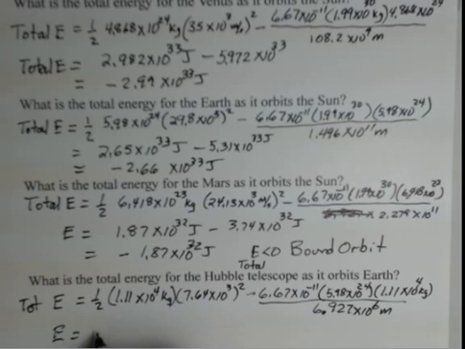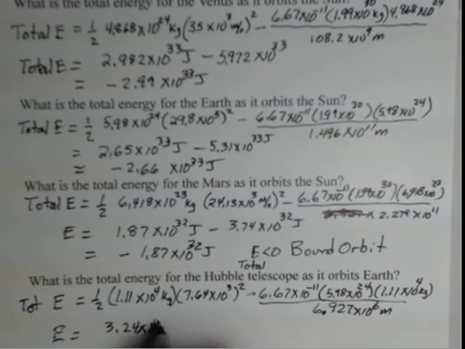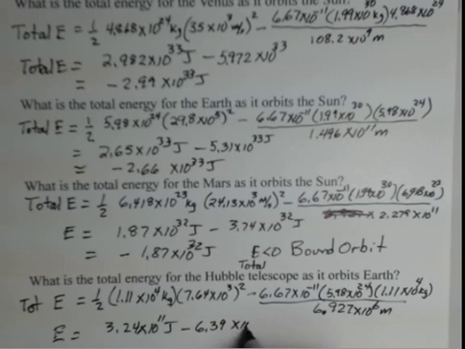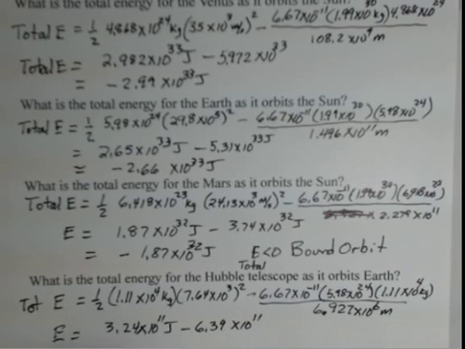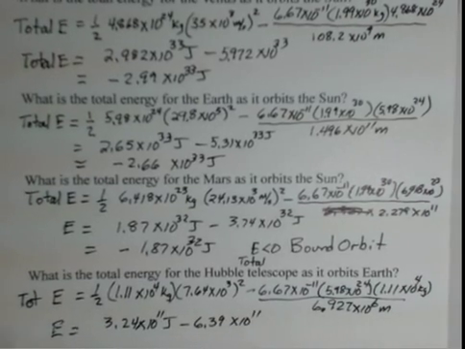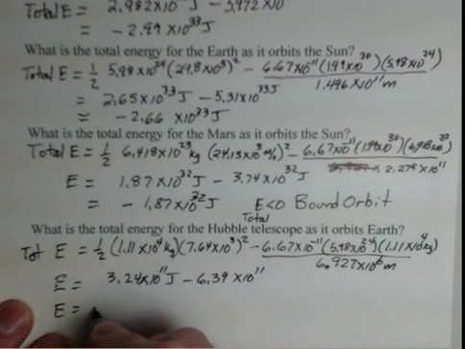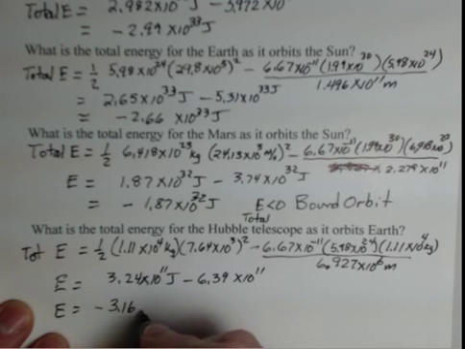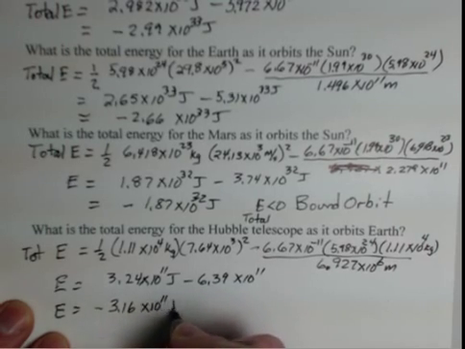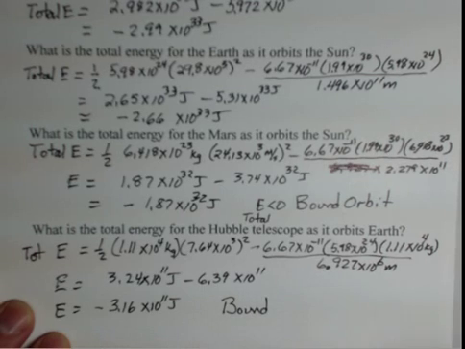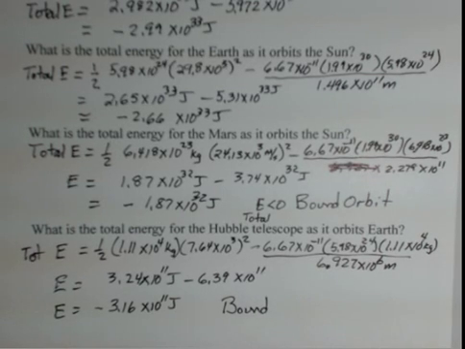So for the kinetic energy, 3.24 times 10 to the 11th joules. For the potential energy, negative 6.39 times 10 to the 11th. The total energy, and going off the screen here just a little bit, is minus 3.16 times 10 to the 11th joules. Again, negative. The Hubble telescope is not leaving Earth orbit, it's bound to the Earth.